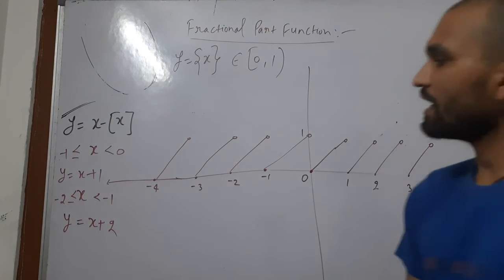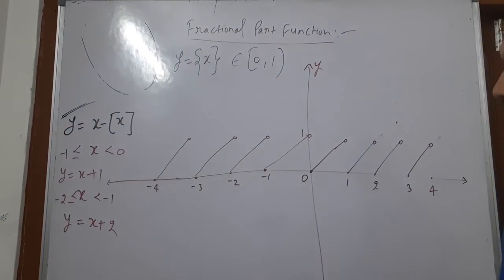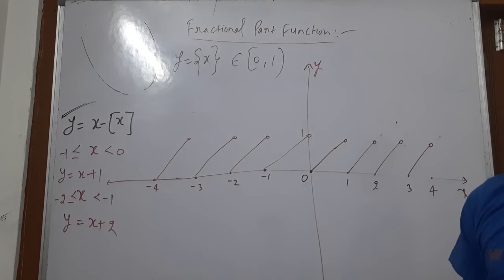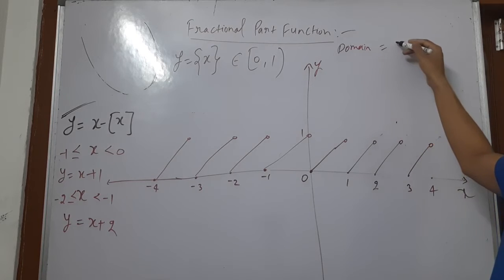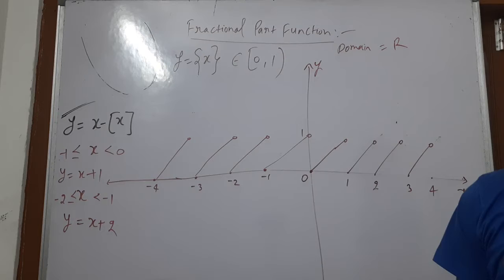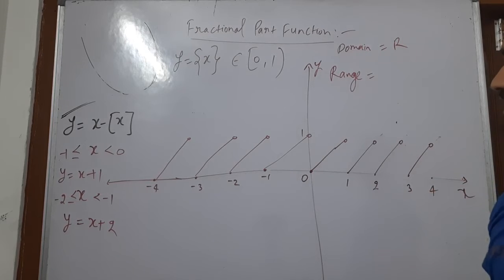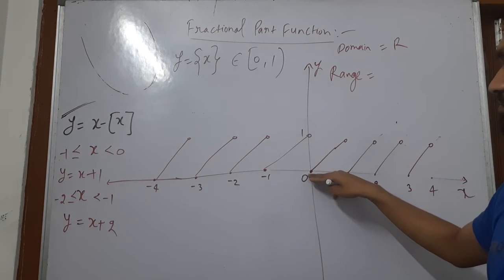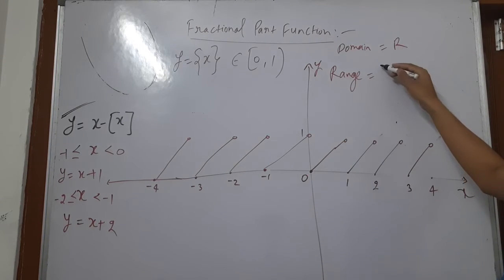So, as we see from the graph, what is the domain and range? As we know, the graph can be drawn for every value of x. The graph can be defined for every value of x. So what is the domain? Domain is all real numbers. What is the range? Range is, as we know, every piece of the graph starts from 0 and ends below height 1. So the range is from closed 0 to open 1.